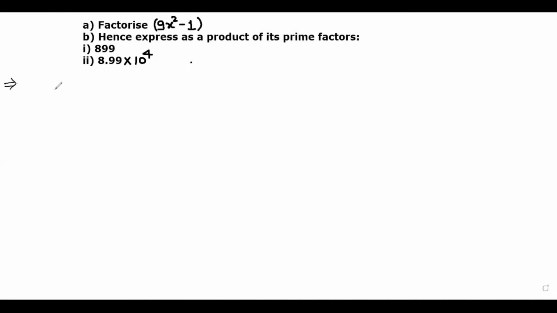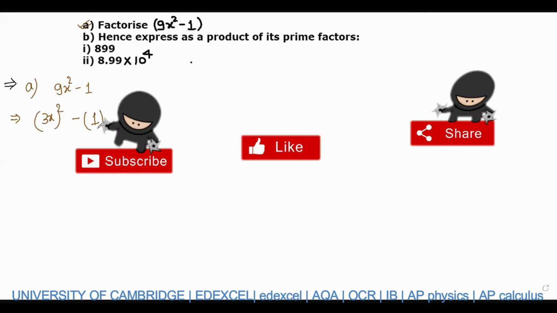Welcome students. Let us see this question. According to this question, we have to factorize. So our first part, the A part, is saying factorize 9x square minus 1. It's a so simple question. We can write 9x square as 3x whole square, and 1 can be written as square of 1.